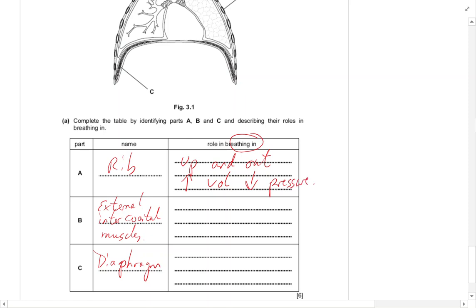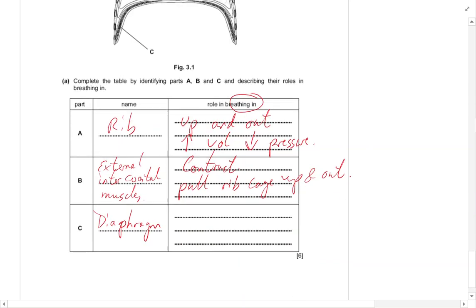The external intercostal muscles contract and pull the rib cage up and out, and the diaphragm contracts, increases the volume of the thorax, and then the final answer, diaphragm contracts to increase the volume of the thorax.